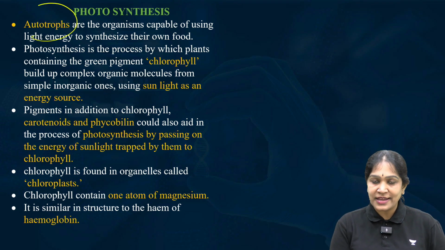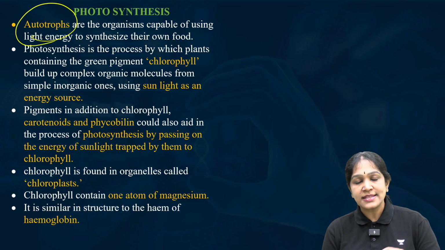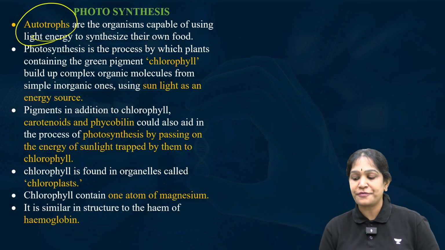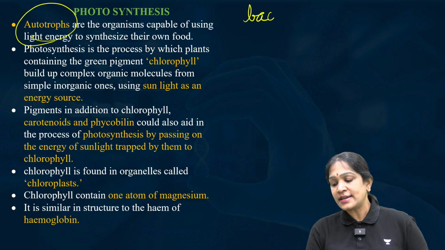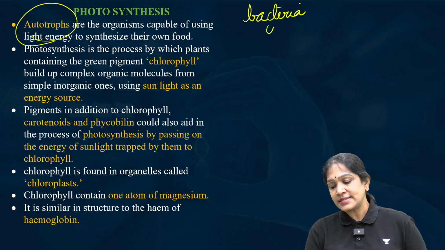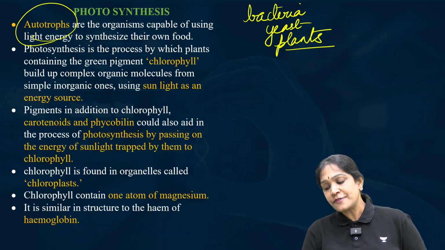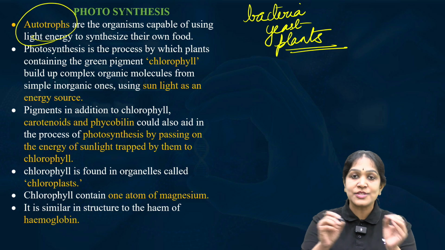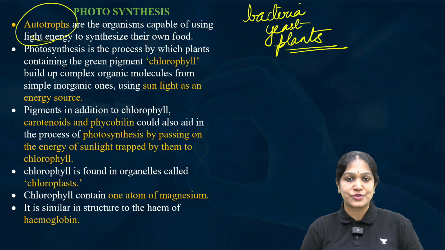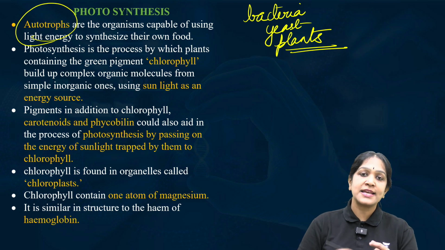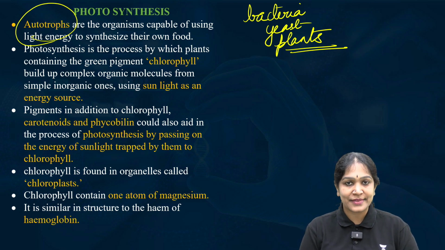Autotrophs are those organisms that can synthesize their own food material with the help of solar energy. Like for example, some photosynthetic bacteria, yeast and plants. And heterotrophs are those organisms that consume the food made by these autotrophs. Example, animals. Let us now understand the process of photosynthesis through which autotrophs synthesize their own food material.